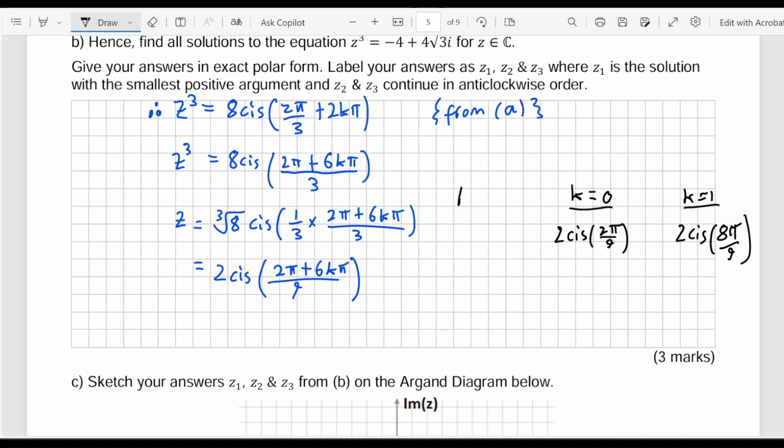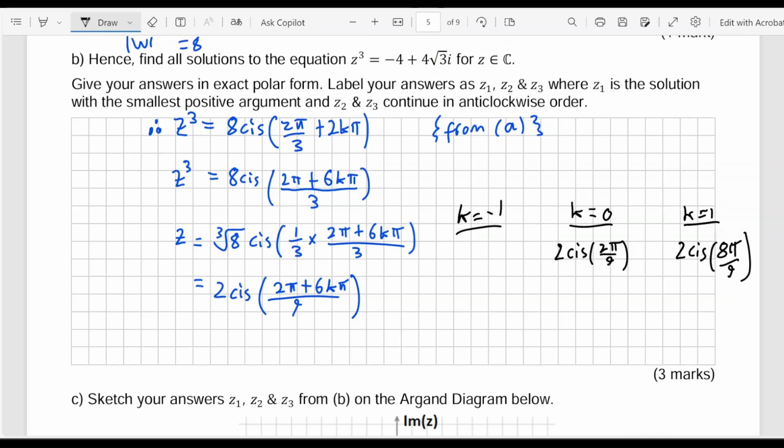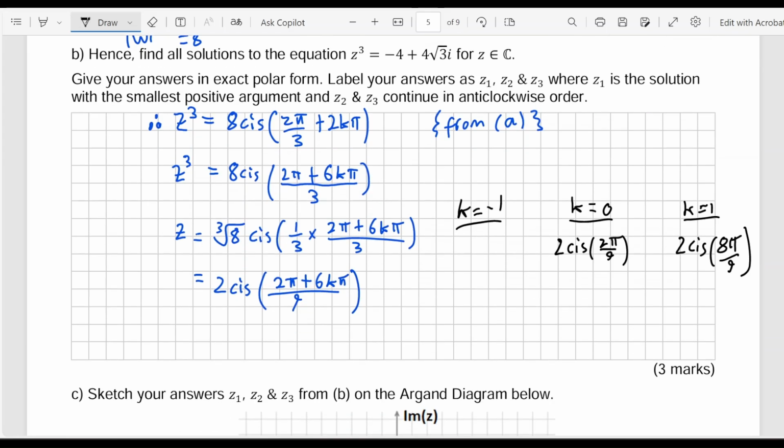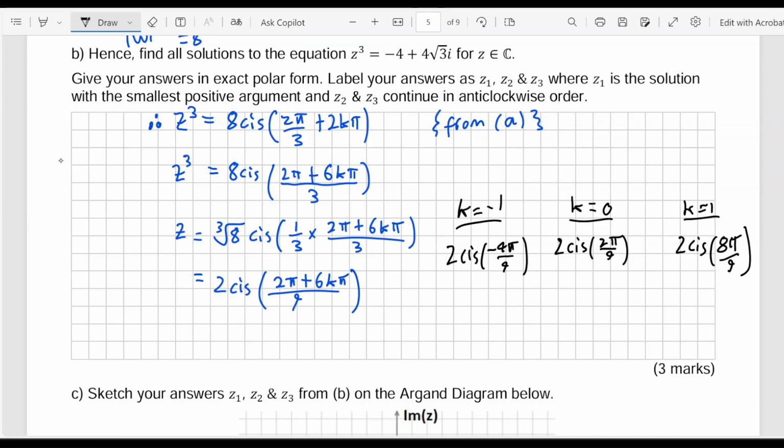But k equals -1 will work to give us our third solution. And since it's a cubic, we expect 3 solutions. Okay, the last one is 2 take 6. So this is going to be 2 cis of -4 pi over 9. Now you can imagine going left even further, you would get 2 cis of -10 pi over 9, but that would be too big. So these are our 3 solutions.